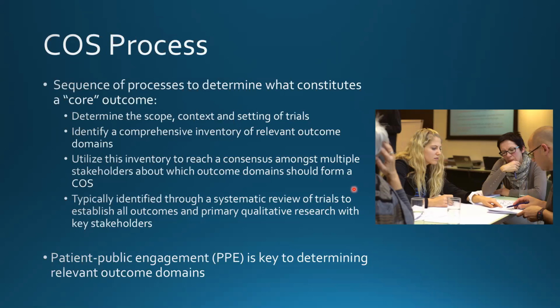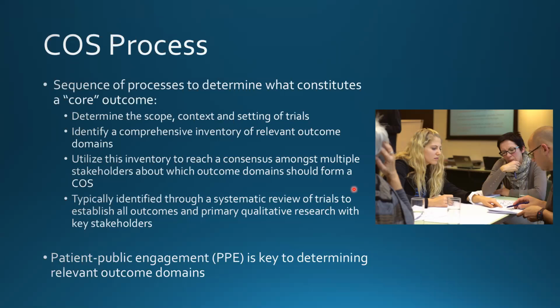First, they determine the scope and the context and the setting of trials, then identify a comprehensive inventory of relevant outcome domains, and then utilize this inventory to reach a consensus amongst multiple stakeholders about which outcome domains are most important. So this idea of pulling all the trials together on a topic and then looking to see what outcomes were used in those trials and then taking those outcomes into a consensus development meeting. Usually that's identified through doing a systematic review of trials to establish all the outcomes.